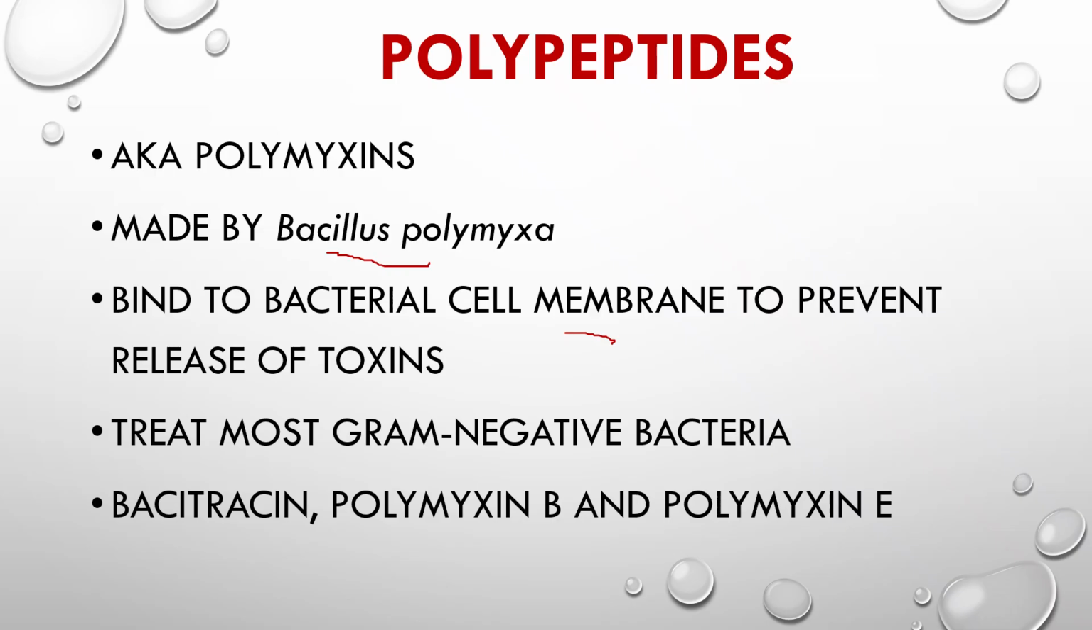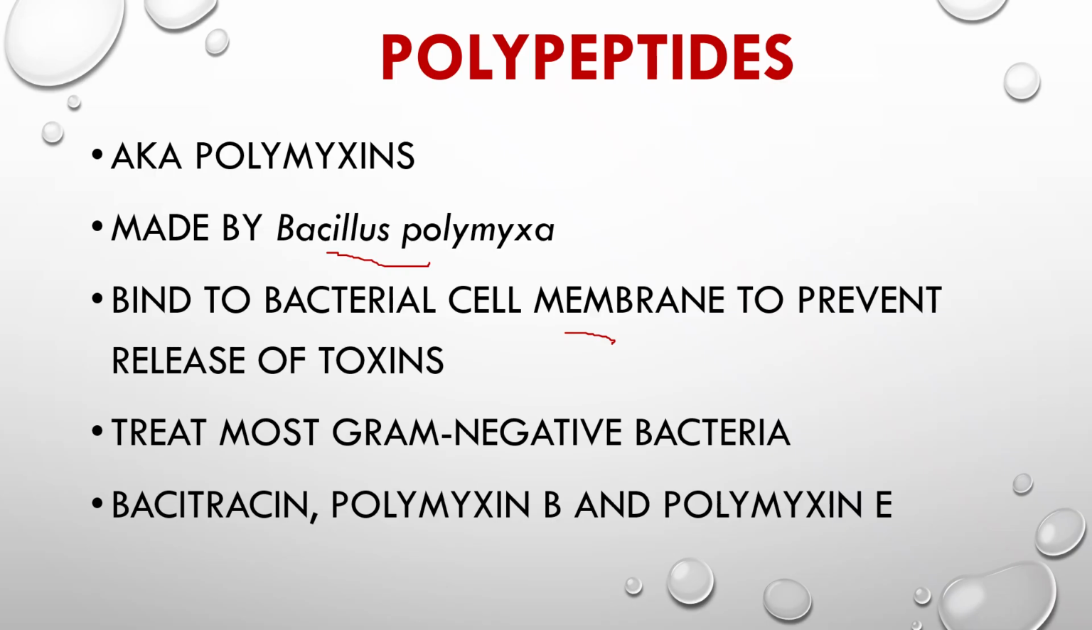This doesn't actually kill the bacteria, but it prevents the release of the toxin, so it makes it much less harmful. So it's good against the gram-negative bacteria. Some examples here: bacitracin, polymyxin B and E. A lot of times these can be found in some of our Neosporins and some topical treatments. So again, it's helping to prevent the release of those toxins.